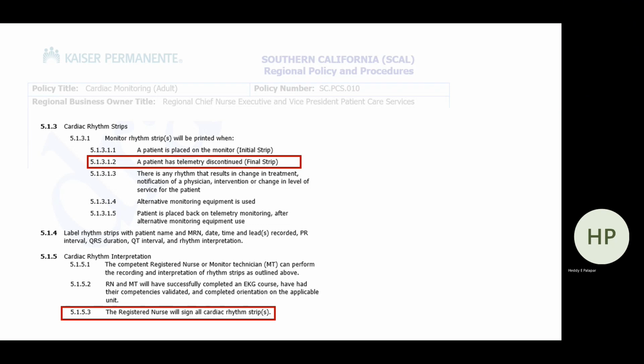Thus, the only running record of tele strips and rhythms is if the rhythm strip is signed off by the primary nurse, placed in the paper chart to be scanned by medical records. Neon coding does not save patient data virtually for 7 days, however, not saved into the electronic medical record.